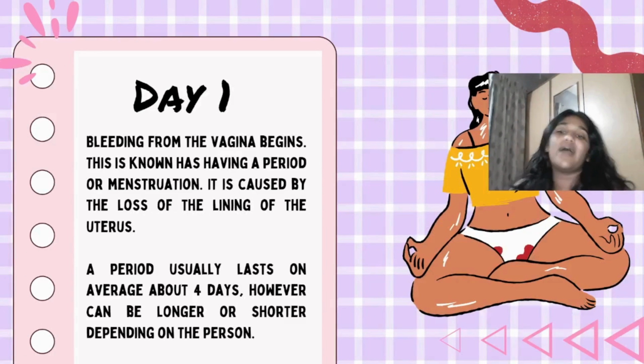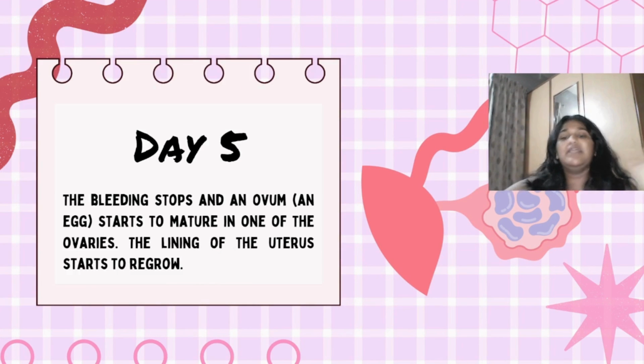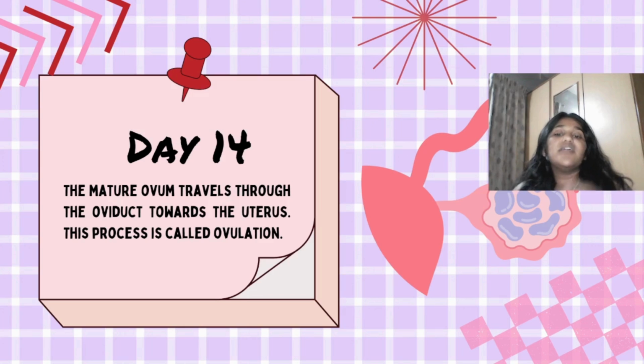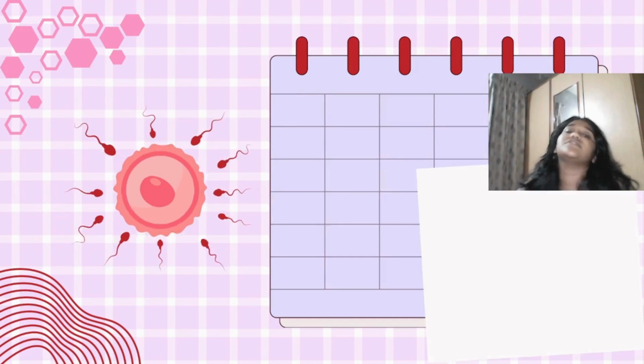Okay, then you have what happens on day 1. Bleeding from the vagina begins. This is known as having a period or menstruation, caused by the loss of the lining in the uterus. A period usually lasts for an average of 4 to 5 days, but it can be longer or shorter depending on the person. Okay, then we have day 5. Bleeding stops, an ovum or egg starts to mature in one of the ovaries, and the lining of the uterus starts to regrow. Then we have day 14, where a mature ovum travels to the oviduct, that tube-like structure I already told you about, and then to the uterus. This process is called ovulation.